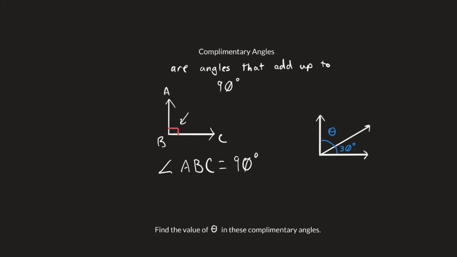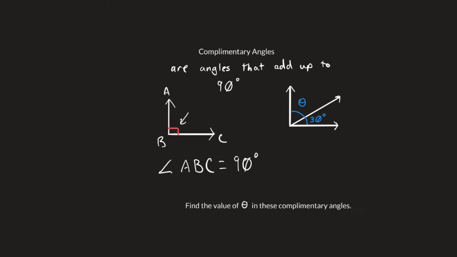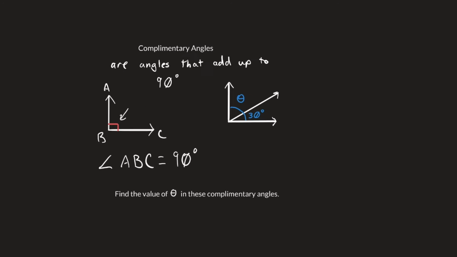Now let's have a look at this angle here. It looks very similar, but now we've got this little curve here. It's not actually square, so we can't definitively say that it's a right angle. So our question here is: find the value of theta in these complementary angles. We can do this by writing out a table of statements and reasons, and it's going to lead us to the conclusion that these two are complementary angles. So let's have a look.